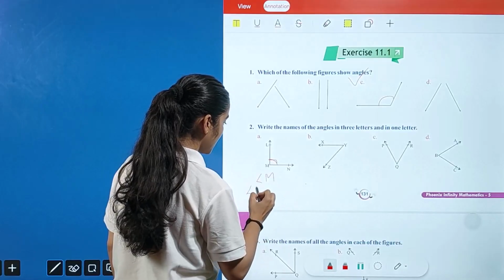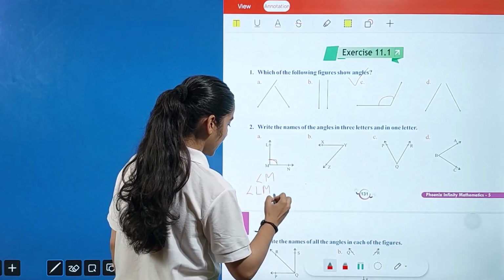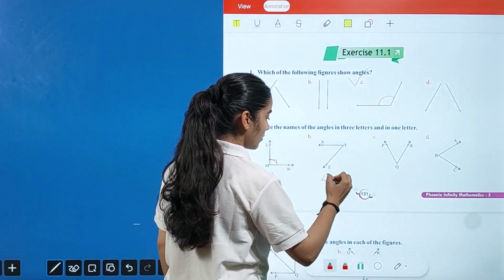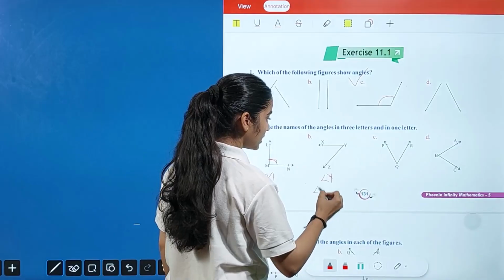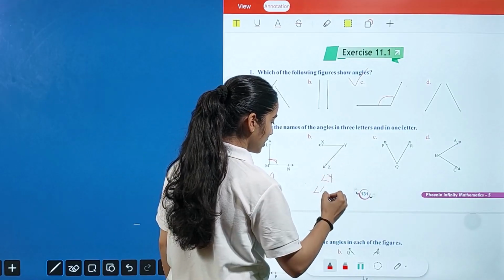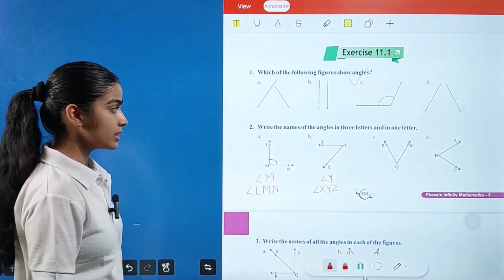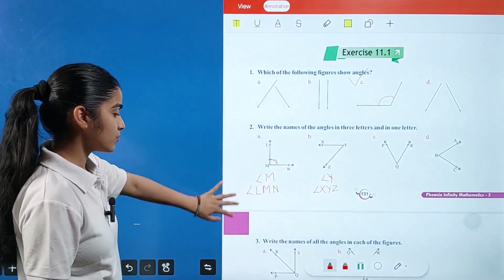Next, how can you write it? L, M, N by using 3 letters. In this we have angle Y, and how can we write it in 3 letters? X, Y, Z. So you can easily write the angles in 3 letters and a single letter for the rest of the 2 parts you have.